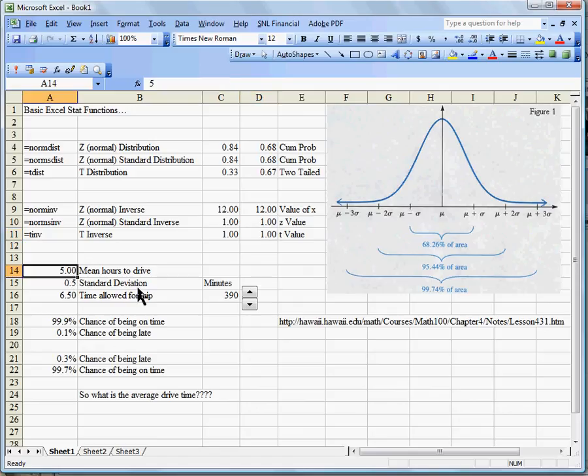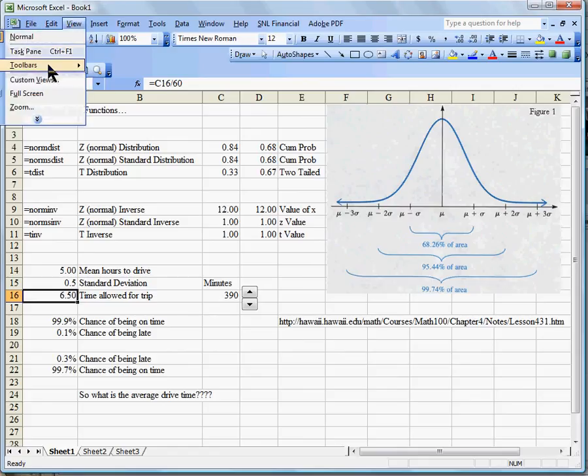We have 5 hours as our average, 30 minutes or 0.5 hours is our standard deviation, and this is where we're going to plug in and try different amounts of time allowed for the trip. I've actually used a spinner function over here to make that easy. I'll show you how to do that.